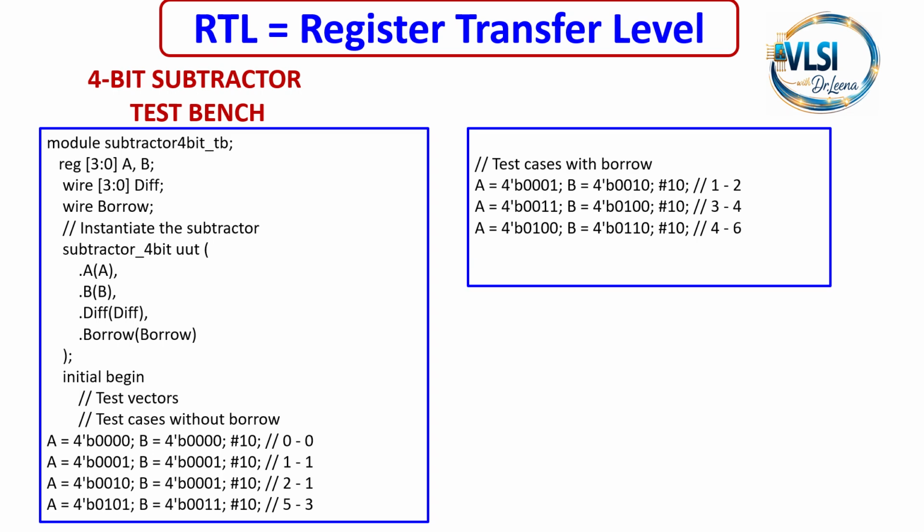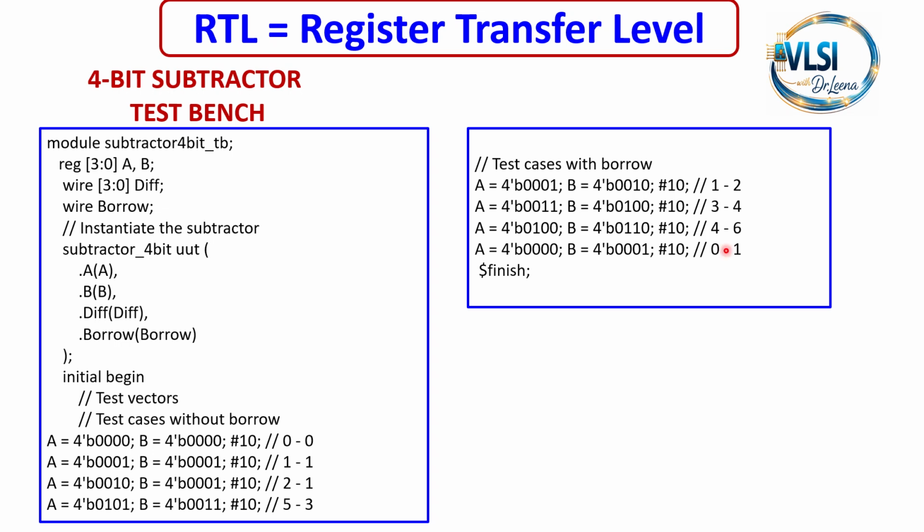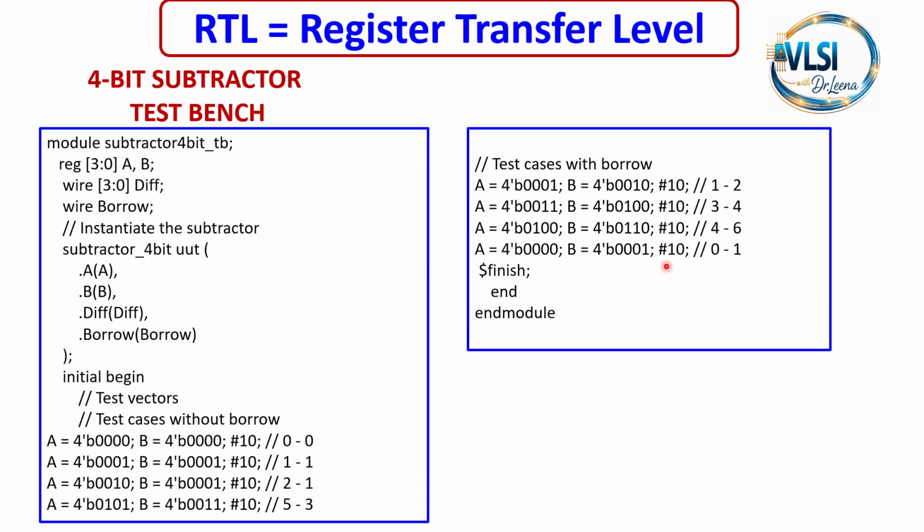then we are giving another test case. After giving one more test case, we are finishing the simulation, and then we are ending the module. So this is the test bench of the 4-bit subtractor. Here, first we are giving the inputs and outputs using reg and wire, and then we are instantiating the test bench and the module, and after that we are giving the test cases and finishing the operation.